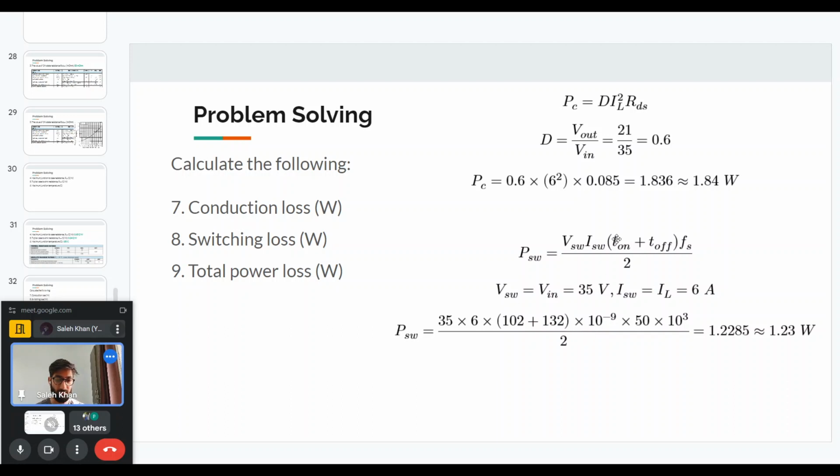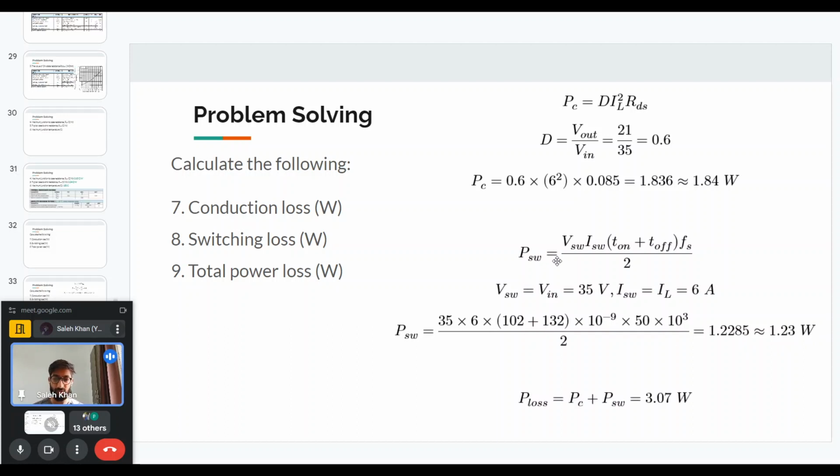We have to keep in mind that T on and T off are given in nanoseconds, and Fs is in kilohertz. And if we solve this expression, we'll get 1.23 watts. So that is the switching power loss in the device. The total power loss would be just the sum of these two, which is 3.07 watts.